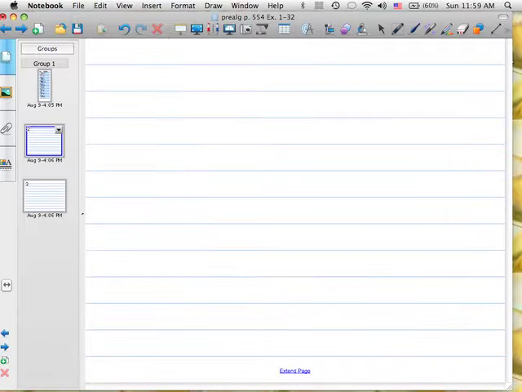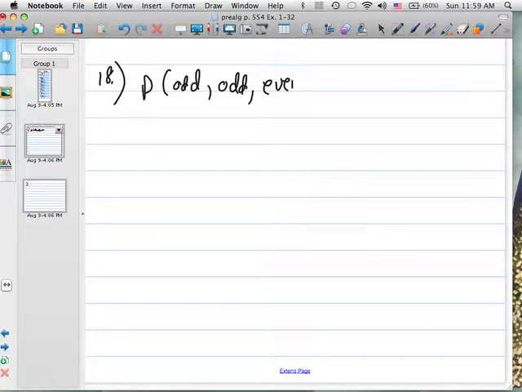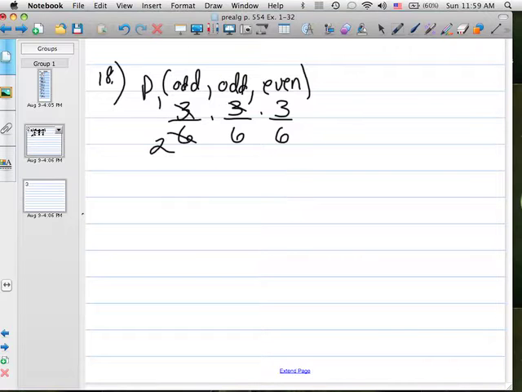17 and 18, a number cube is rolled 3 times in a row. Find each probability. So probability of an odd, and an even. And these are independent. Each roll, you still have those 6 numbers. There are 3 odd on a die out of 6, 3 odd on a die again out of 6, and 3 even on a die out of 6. So that's 1/2 times 1/2 times 1/2, which is 1/8.